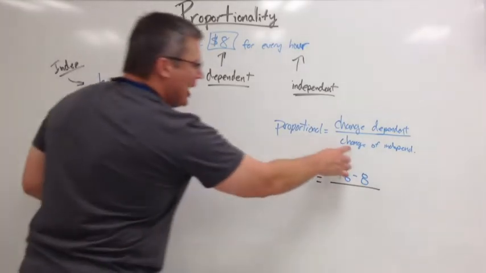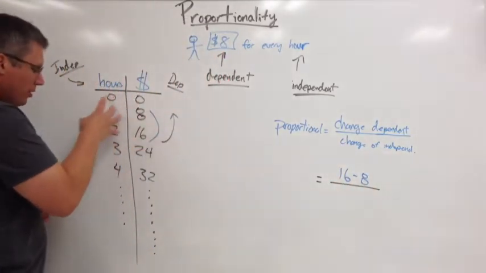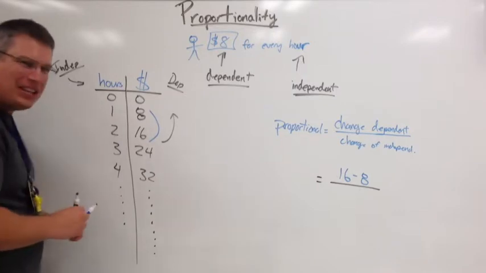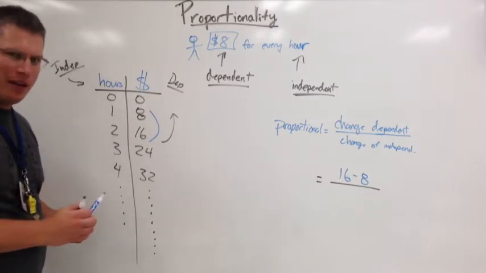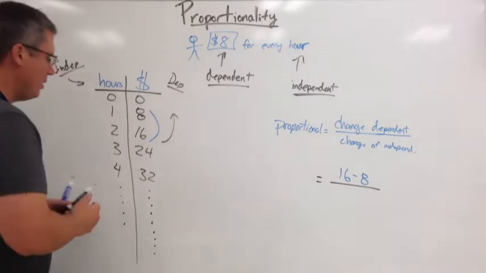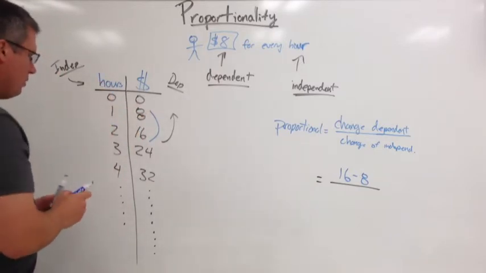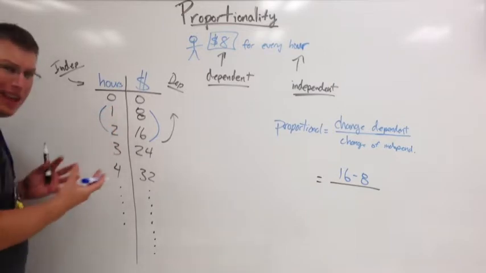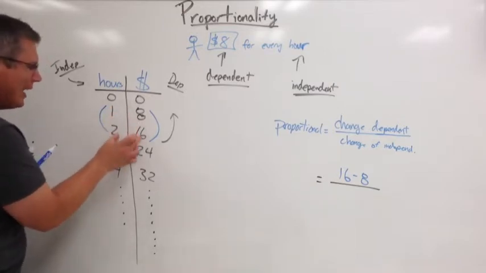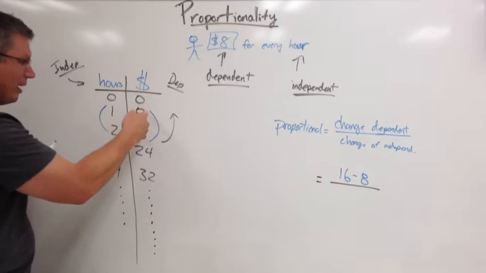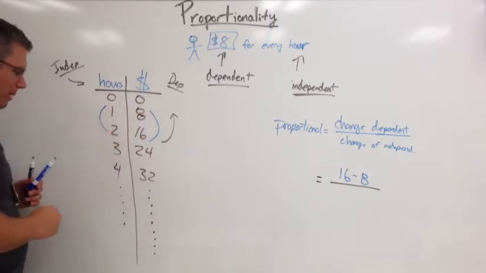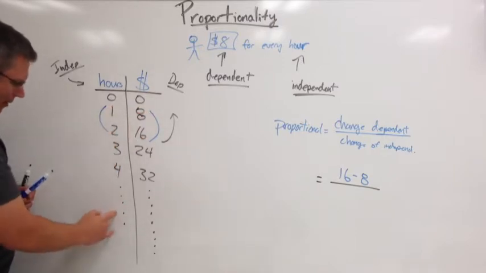And now I need the change of my independent. So I need 2 numbers from this side. Any ideas which 2 numbers I should pick that would make sense? I picked the 8 and 16. Which 2 numbers over here should I pick? Hopefully you say the 1 and the 2. Now that would make sense. They were paired up, 1 and 8, 2 and 16. I should pick pairs matching up with another pair. It wouldn't help me much to pick a 5 and a 6.